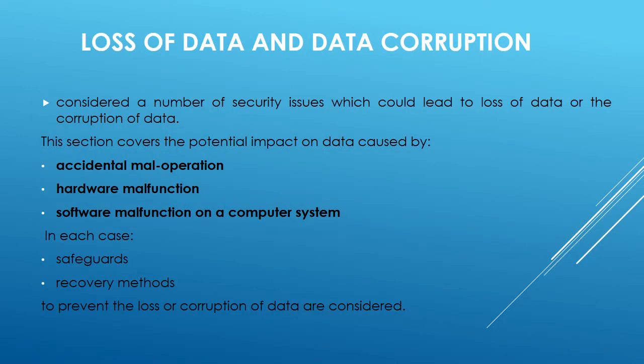Loss of data and data corruption. We have considered a number of security issues which could lead to loss of data or the corruption of data. This session covers the potential impact on data caused by accidental maloperation, hardware malfunction, and software malfunction on a computer system, and in each case, its safeguard and recovery methods to prevent the loss or corruption of data are considered.